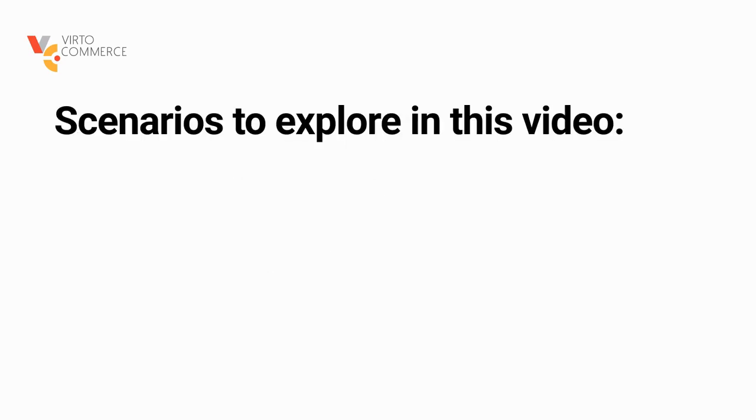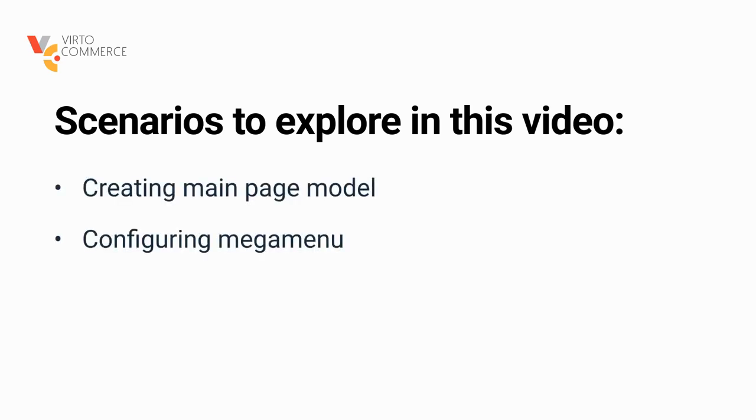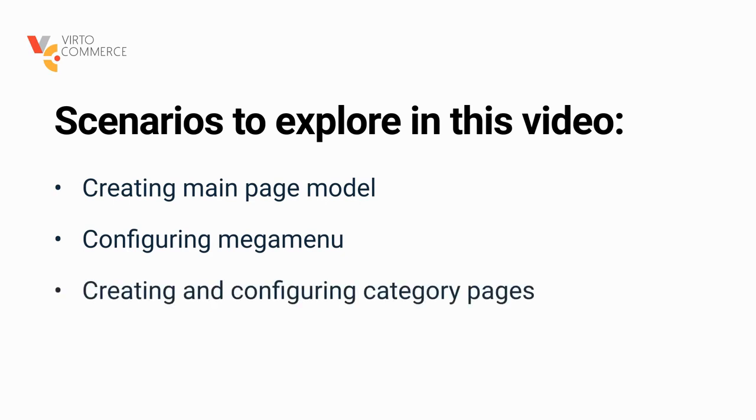We are going to explore 4 possible scenarios to start with: creating main page model, configuring Megamenu, creating and configuring category pages, and configuring footer.